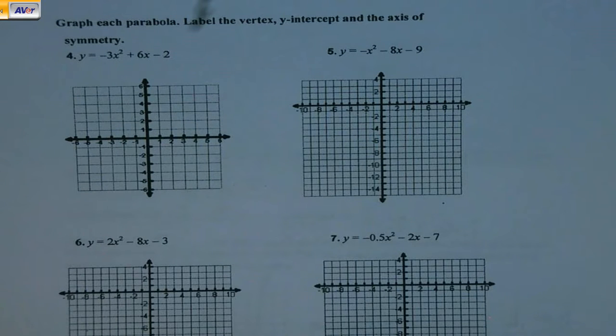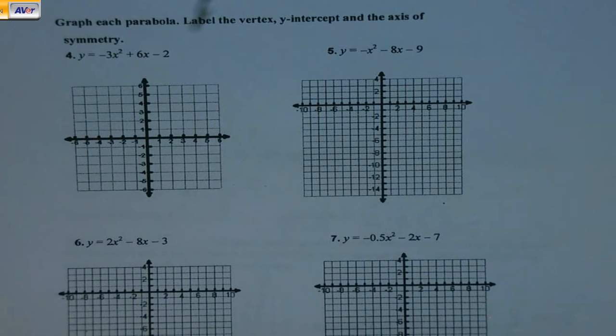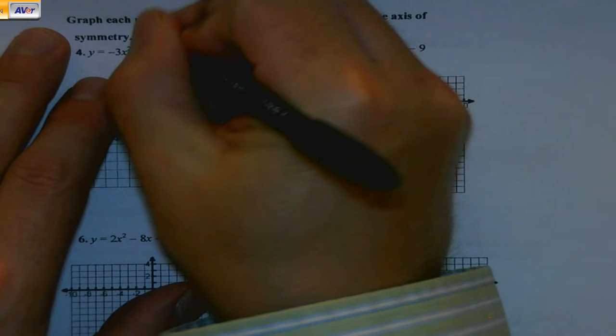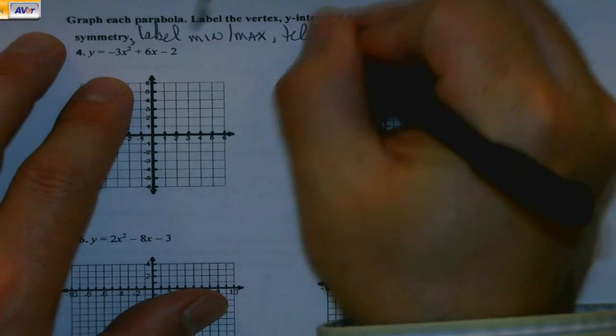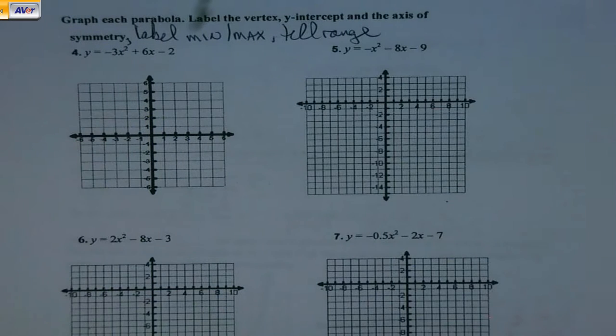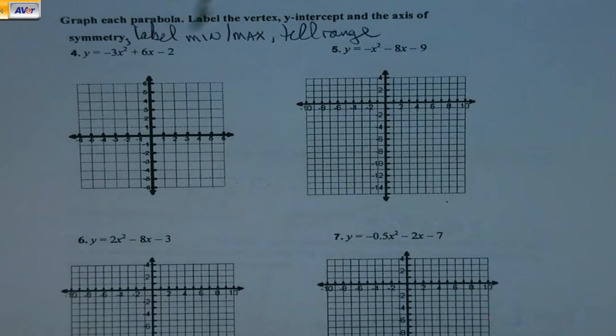So here, it says graph the parabola, label the vertex, label the y-intercept, label the axis of symmetry. Okay. We're going to add a couple of things to this. We're going to label the min or max. And we're going to tell what the range is, because we know what the domain already is going to be. The domain is always going to be negative infinity to infinity. That's really not a big deal. But the range can be. So let's see here. Let's just start with 4. That's a good spot to be.